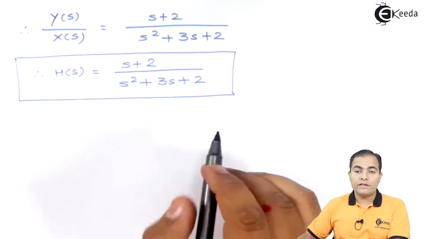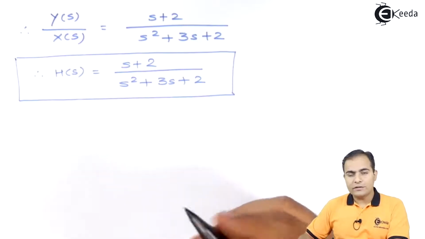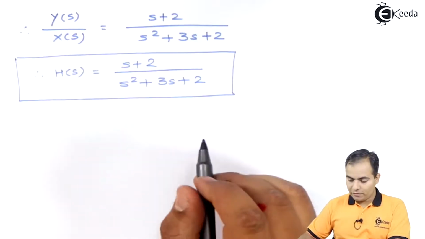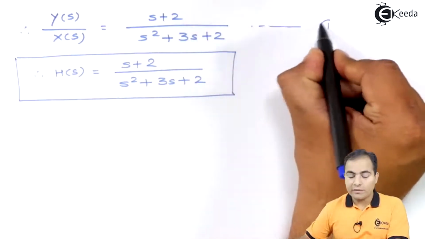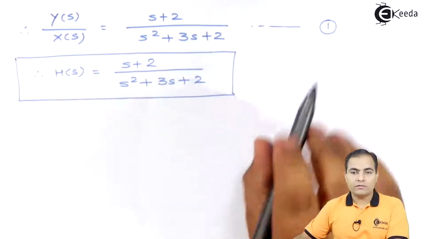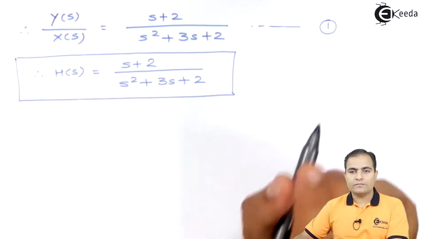Now we will move on to the second part, that is the impulse response of the system. But for that, this equation is important. So that's why I'm going to write this equation as my equation number 1.